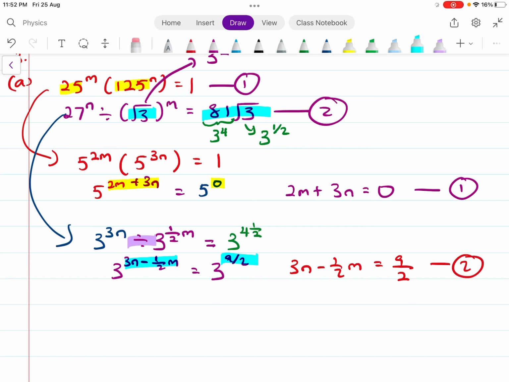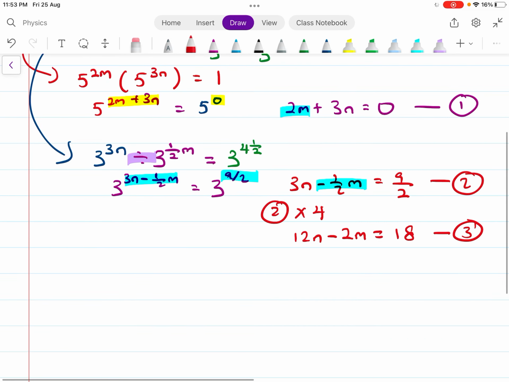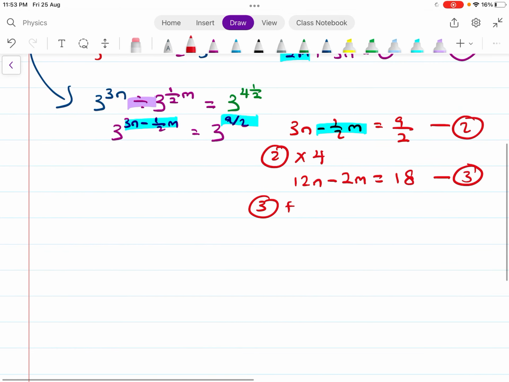I call this the second equation. Next I will use the elimination method, because you see 2m here and minus 2m. For equation 2, I multiply by 4 first. What I will get is 12n minus 2m equal to 9 over 2 times 4, so it's 18. Let's call this equation 3, and use equation 3 plus equation 1.